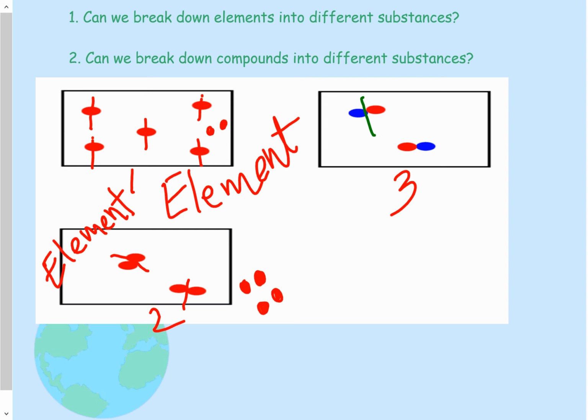If I break it apart, I'm going to get a blue circle and a separate red circle. And if that happens, then diagram number 3 represents a compound where 2 different elements are chemically combined with each other. So you can break apart a compound to get different elements, but you cannot break apart elements to get something different, at least for now, right?